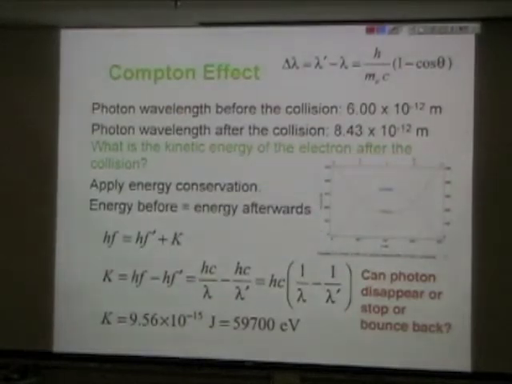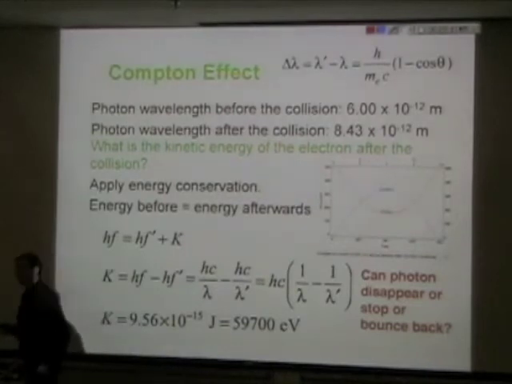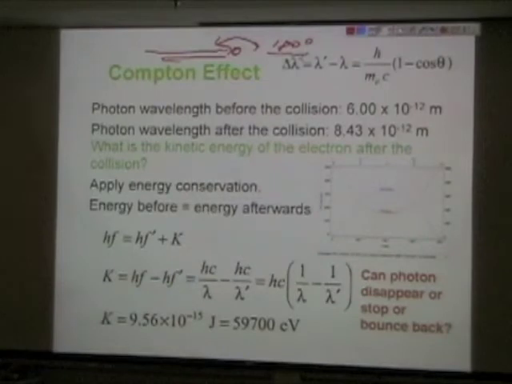Now, if you look at this graph, can the photon bounce back? Bouncing back means that it reverses its direction. Yes, it can. This corresponds to the angle of 180 degrees. So the photon has been traveling like this, and now like that. So the change in the angle is 180. That's possible.